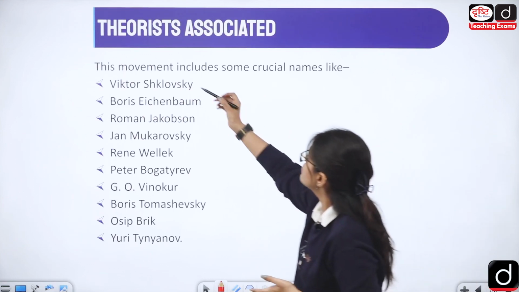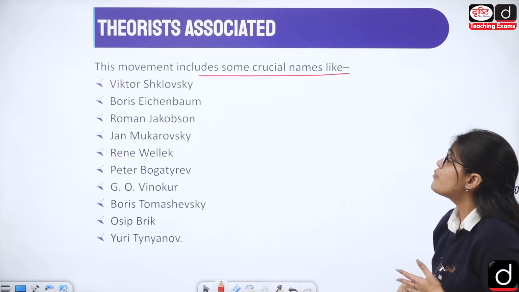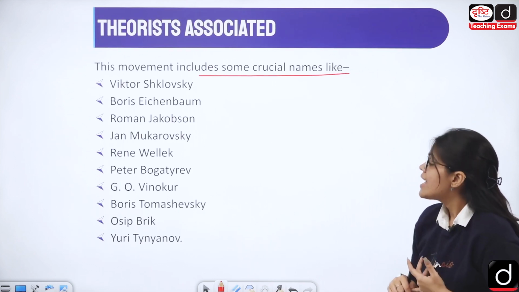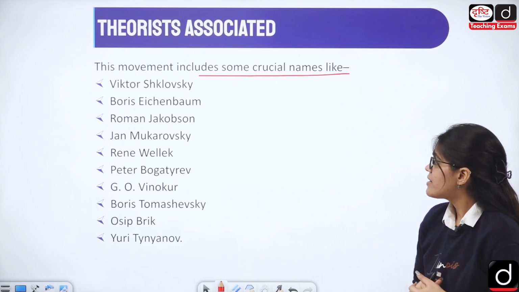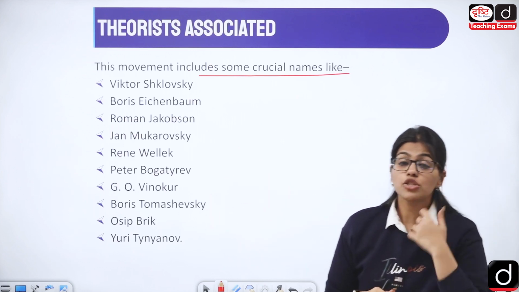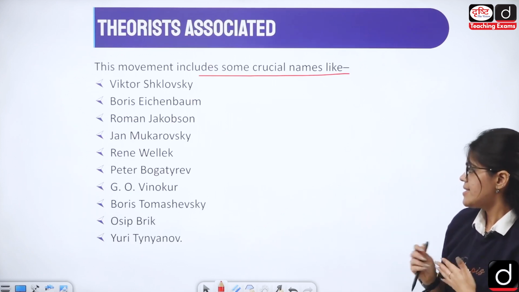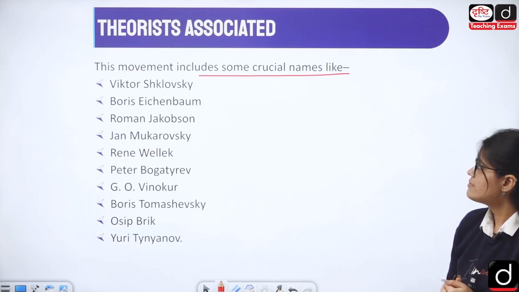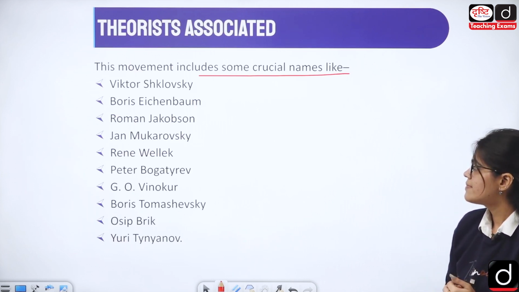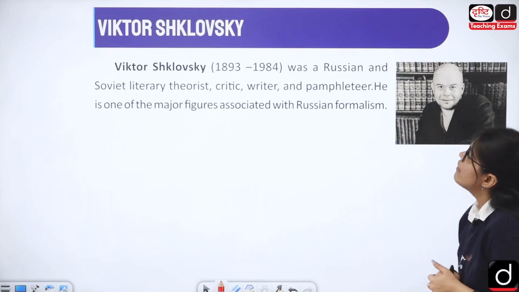This kind of movement includes some crucial names like Victor Shklovsky, Boris Eikhenbaum, Roman Jakobson, Jan Mukarovsky, René Wellek, etc. These are the various writers and theorists associated with it. Take a minute and you can write them down.